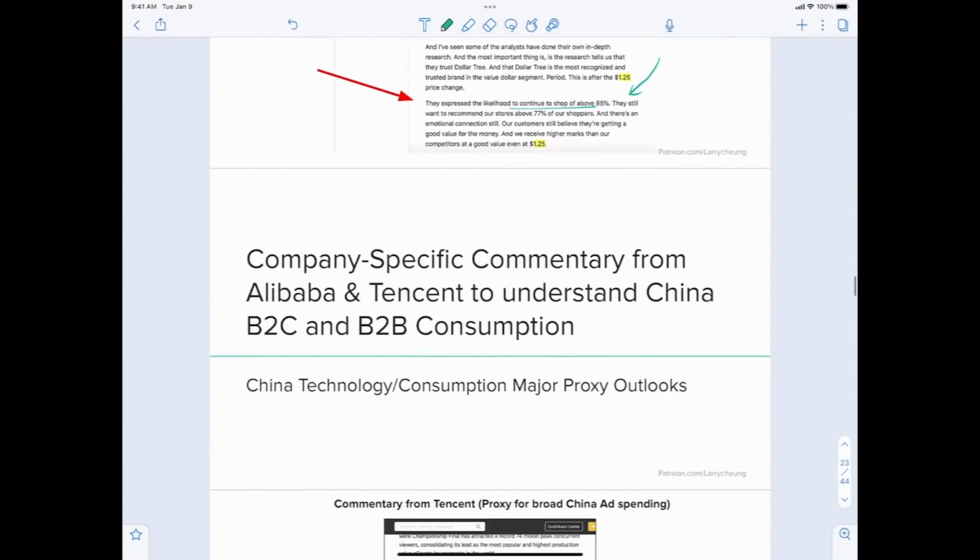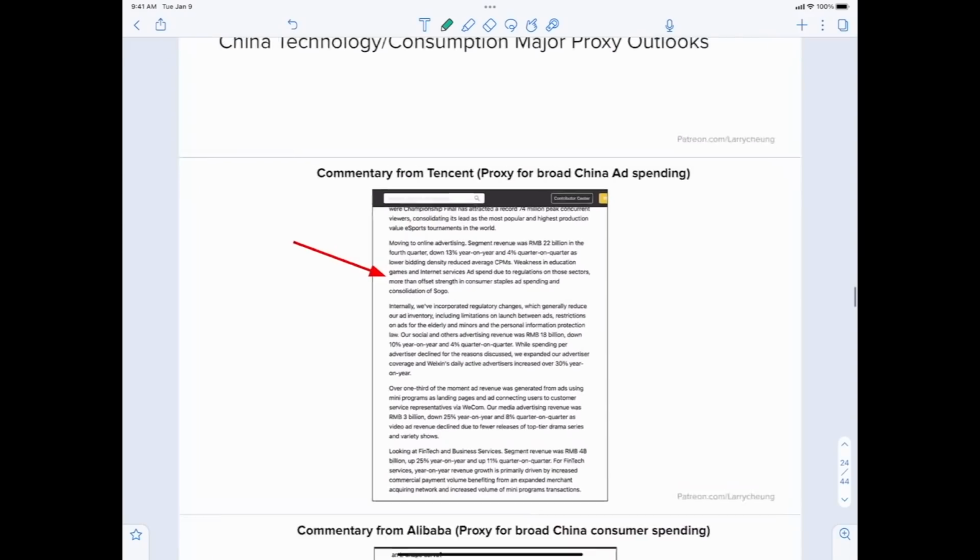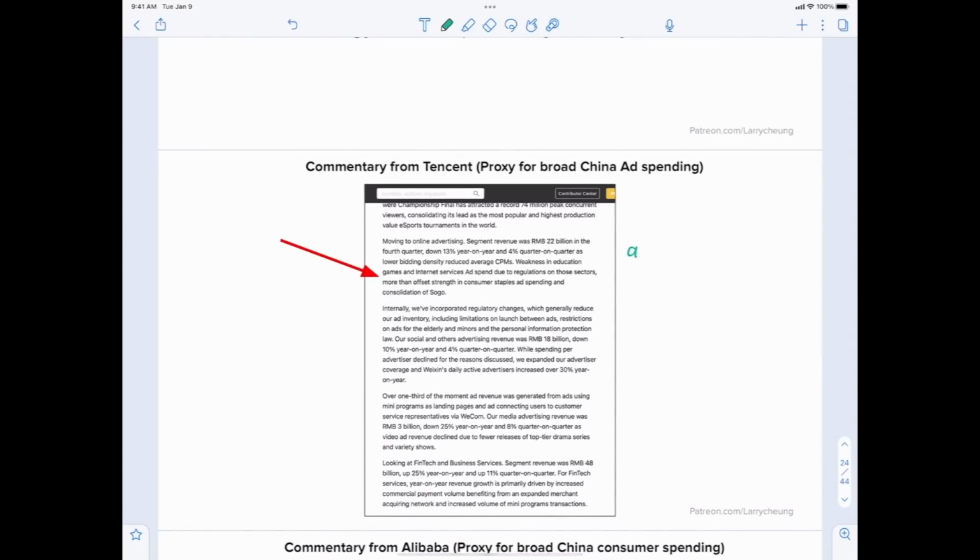Now I want to move our commentary over to China and talk about Alibaba and Tencent's latest quarterly reports because it represents B2B and B2C consumption. So Tencent recently talked about how they experienced a lot of headwinds in their ads business because there continues to be weakened demand for educational services and also weakened demand for gaming services. So for that reason, Tencent reported slower than expected growth.